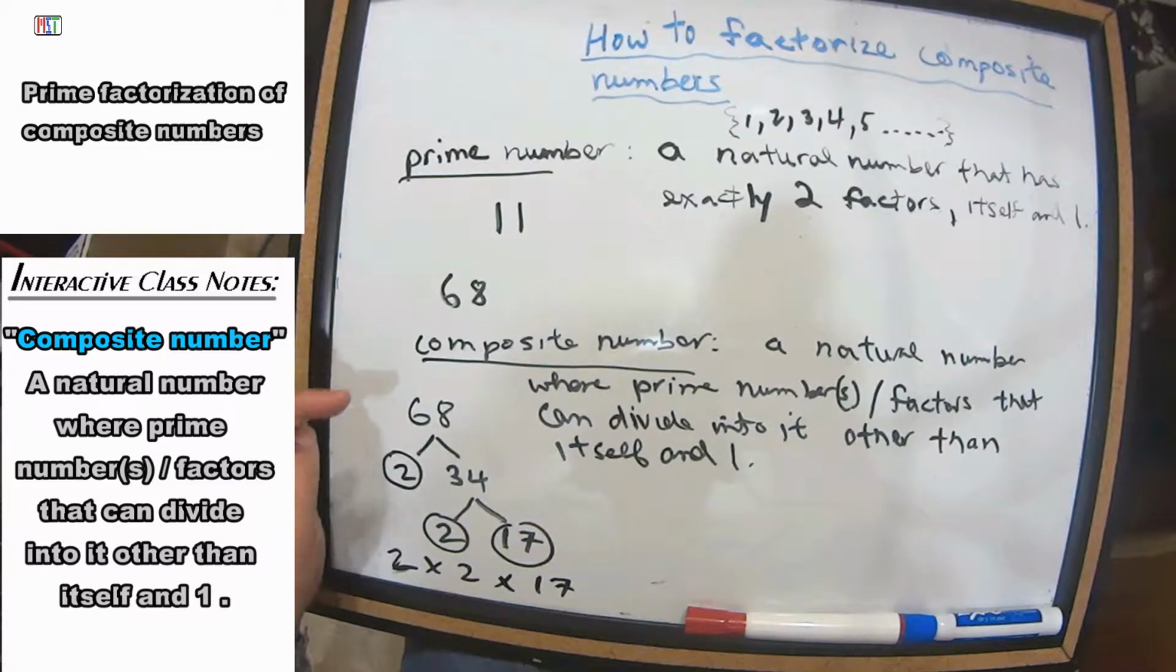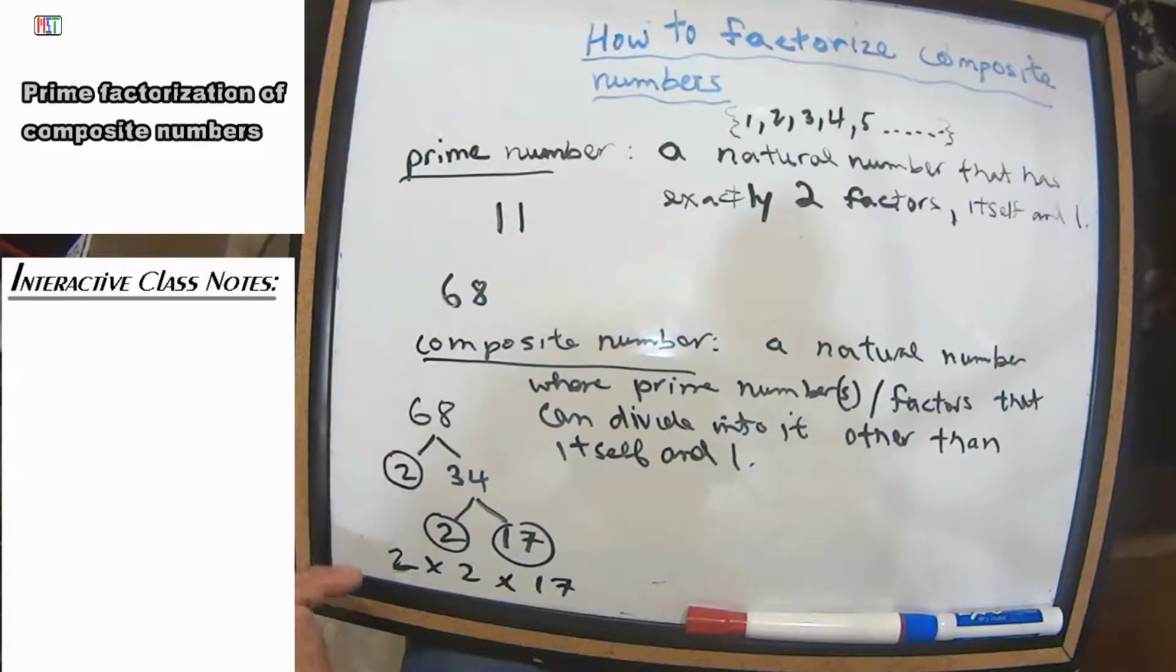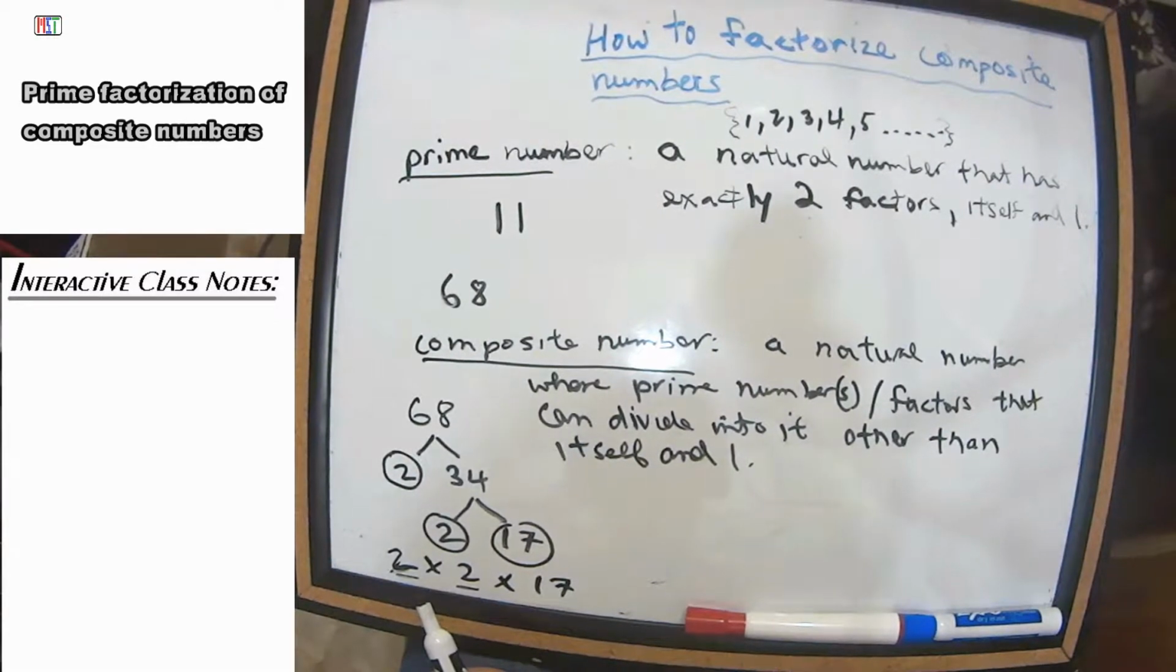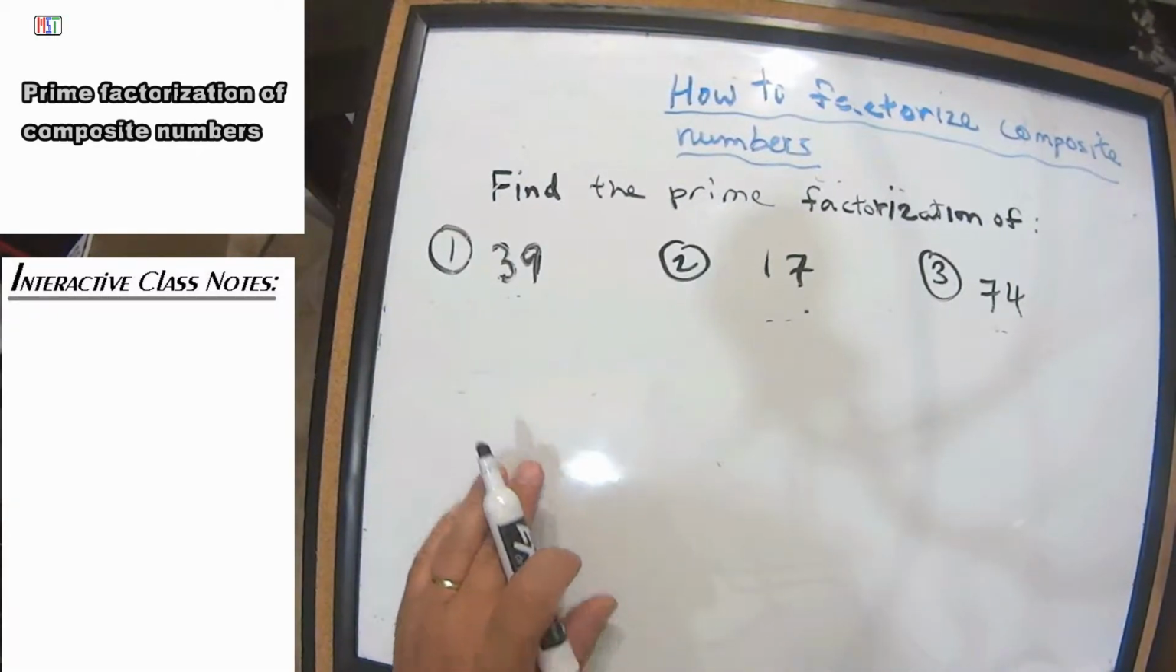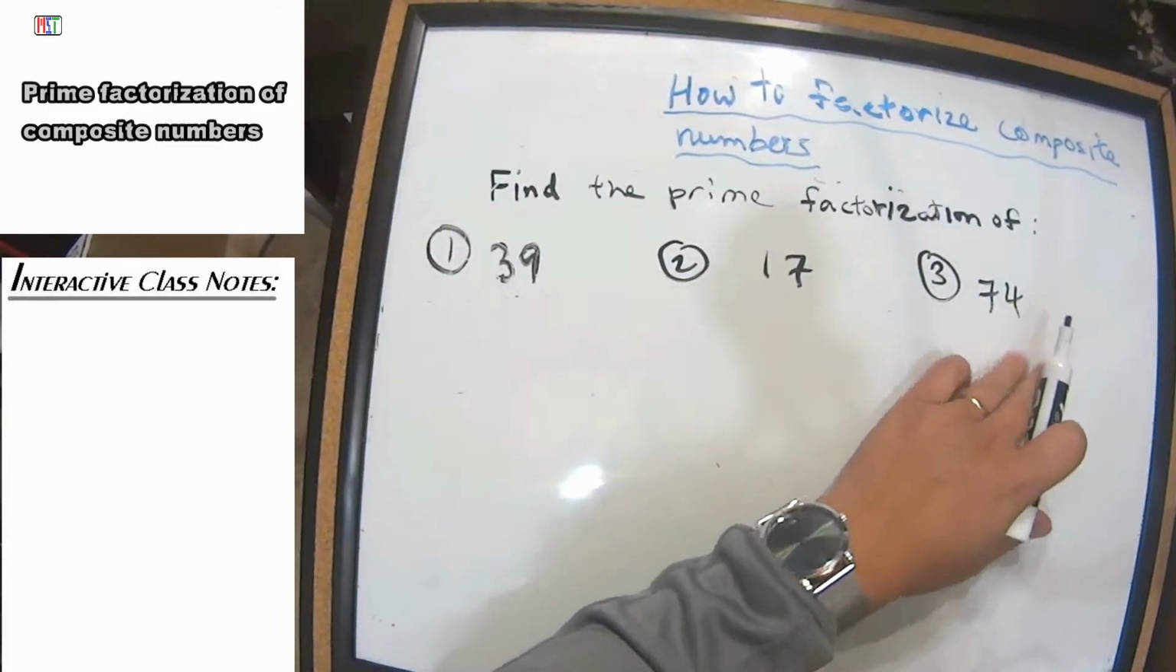Okay, so this is a composite number because 68 is a composite number because other than 68 and 1 itself, if we don't count that, other numbers can also divide into it. Other prime factors can divide into 68, 2 and 17, okay? And 4, you know, 2 times 2 is 4. 4 can go into 68. 34 can go into 68 as well. But if you look at the prime factors, if you break it down, it's 2, 2, and 17. Okay? So there are many numbers that can go into 68.